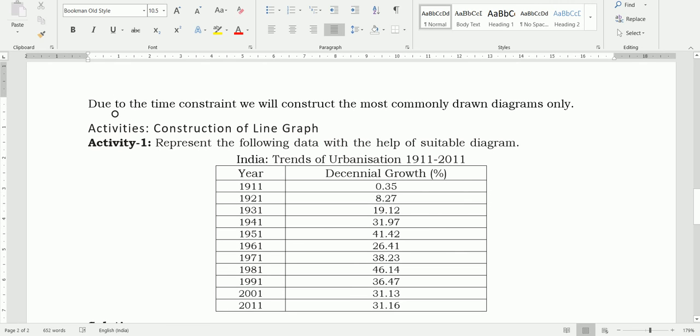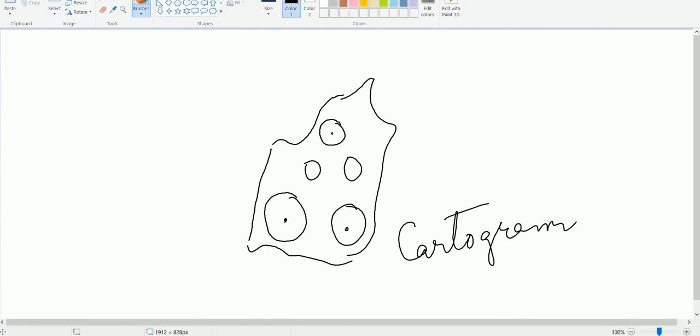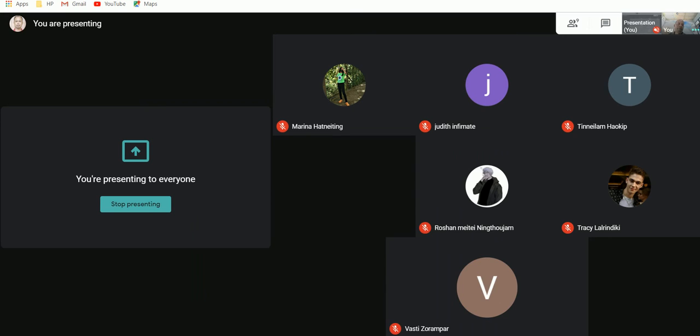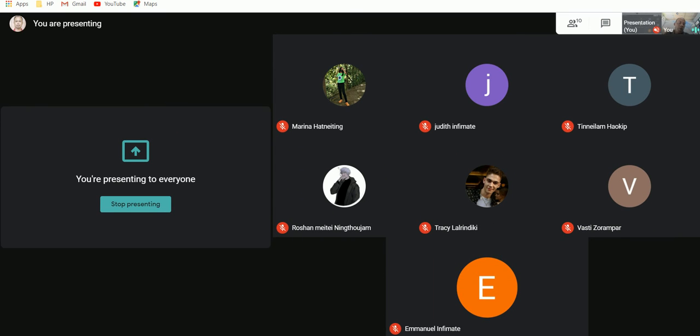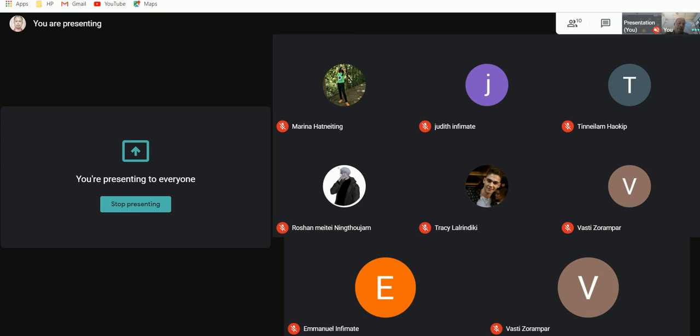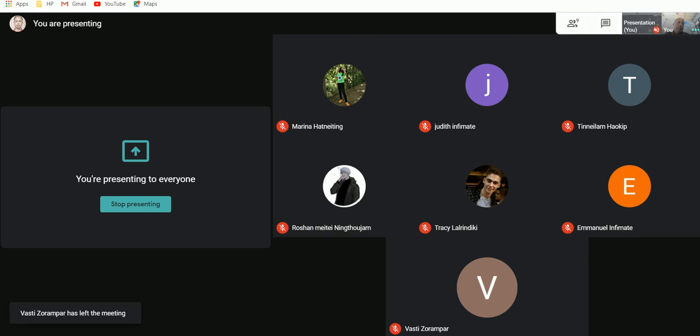Before we start the activity, any question from your side, boys and girls? Do you have questions regarding the types of diagrams and regarding the rules for drawing the diagram? Do you have any question?